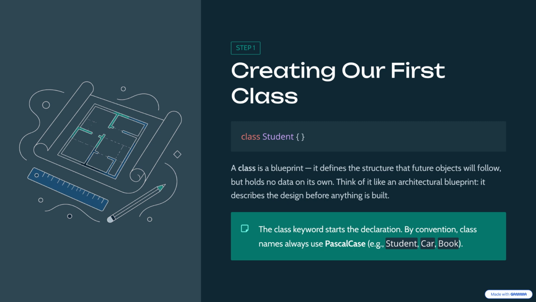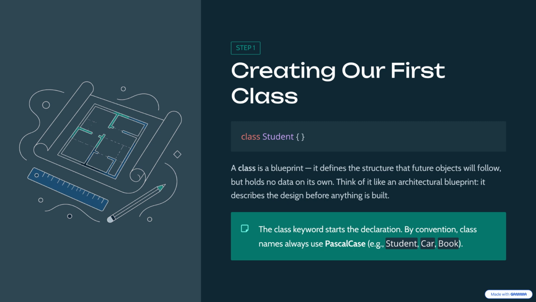In JavaScript, a class is declared using the class keyword followed by the class name. In this example, the class is named student. A class is simply a blueprint. At this stage, it does not contain any data or behavior. It only defines the structure that future objects will follow.